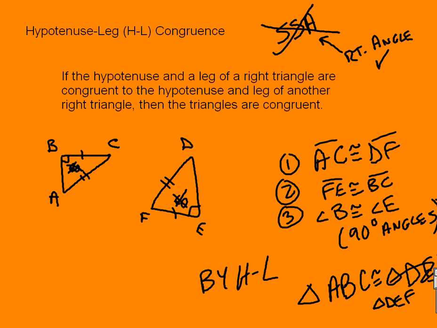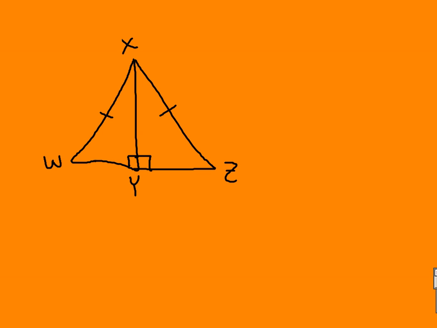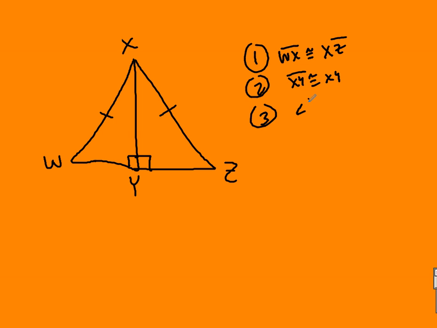To look at an example of another one we can use, if we have these triangles, first step, what do we know? WX is congruent to XZ. We also know that the shared side, XY, is congruent to itself. And the last one, we'll have angle Y congruent to angle Y right here. You could also say angle XYZ congruent to angle XYW, if that helps.